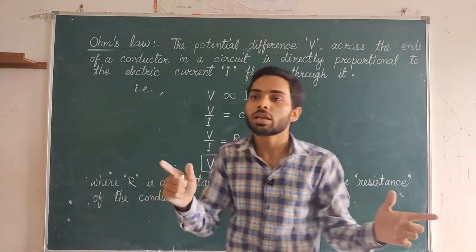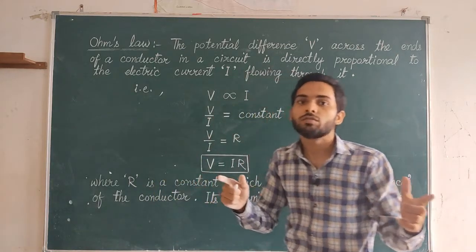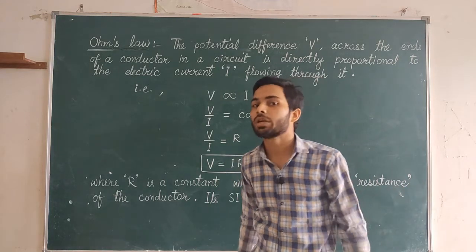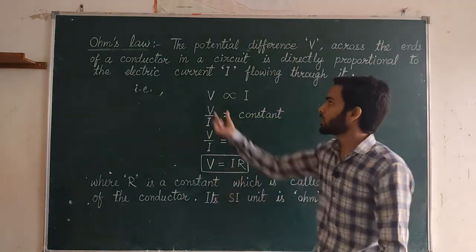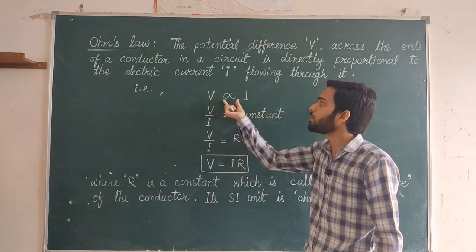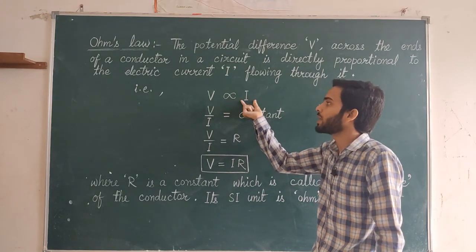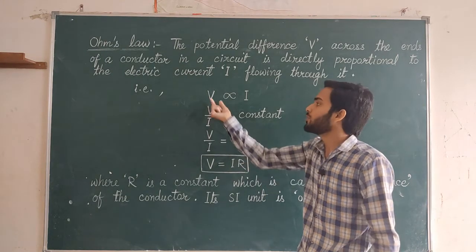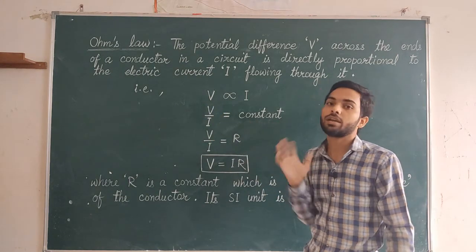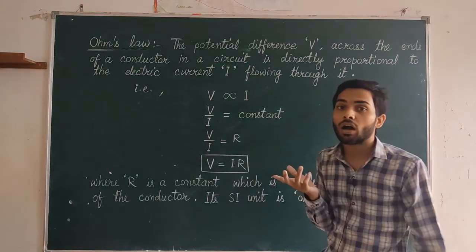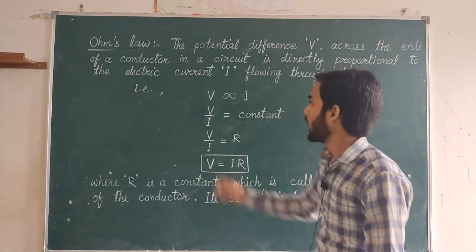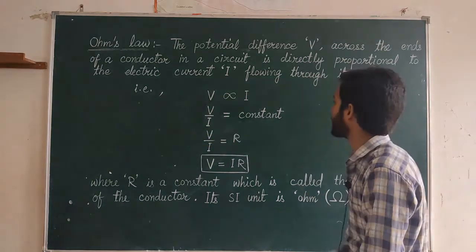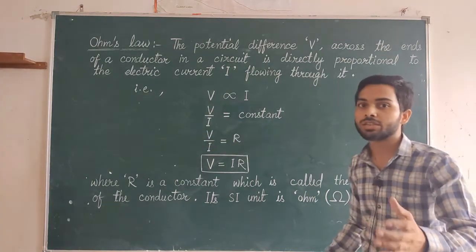Similarly, in the case of a conductor, the potential difference is directly proportional to the electric current. Now we can say that V upon I is equal to a constant. Sir, how can we understand this? How did you tell us that V upon I is equal to a constant? My dear students, let us consider an example.